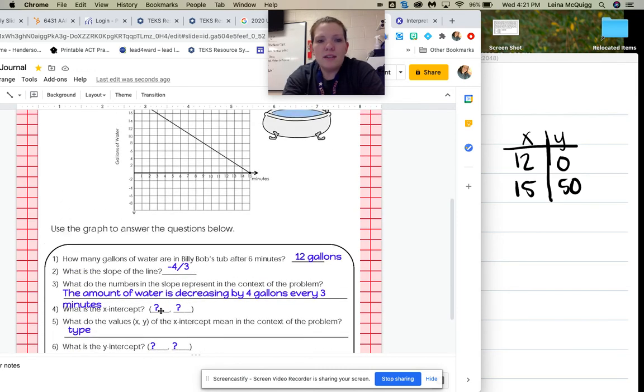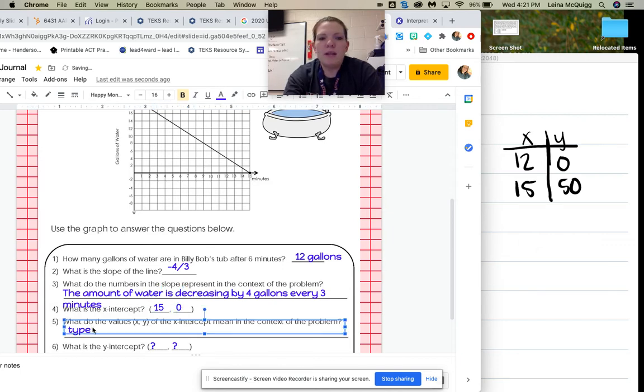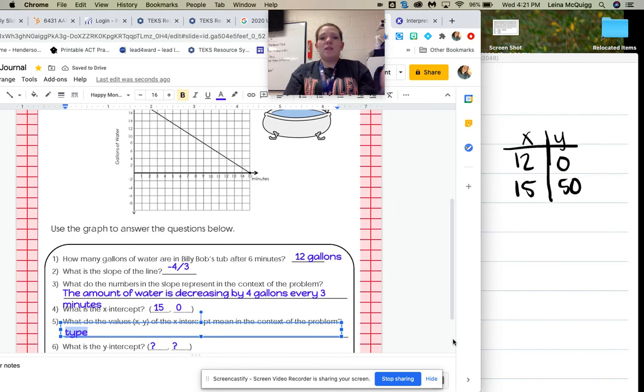What is the x-intercept? My x-intercept's where I cross the x-axis, so that's at (15, 0). And then what does that mean? Well, 15 is the number of minutes it took to get to 0 gallons. So this means it took 15 minutes to completely drain the tub.